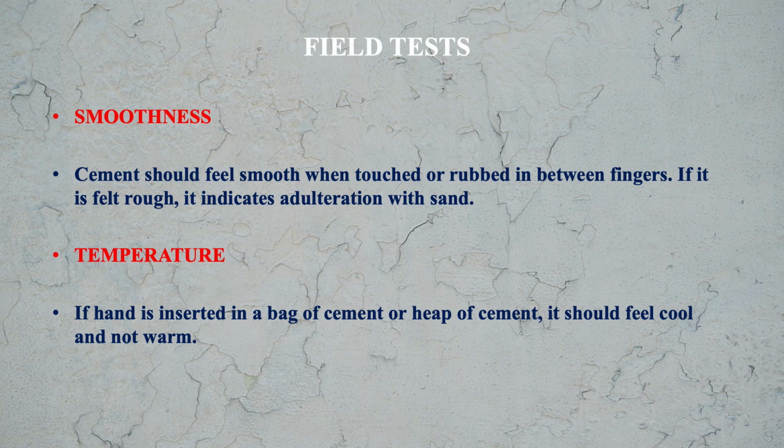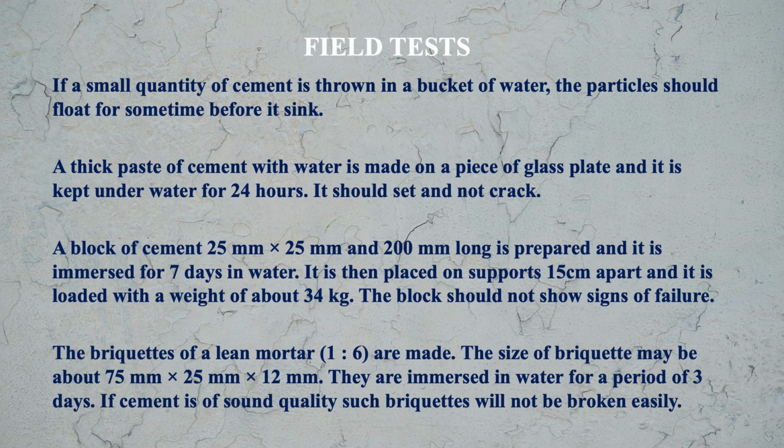Next, if a small quantity of cement is thrown in a bucket of water, the particles should float for some time before they sink. Means the particles of cement should not sink immediately. Next, a thick paste of cement with water is made on a piece of glass plate and kept under water for 24 hours. It should set and not crack.